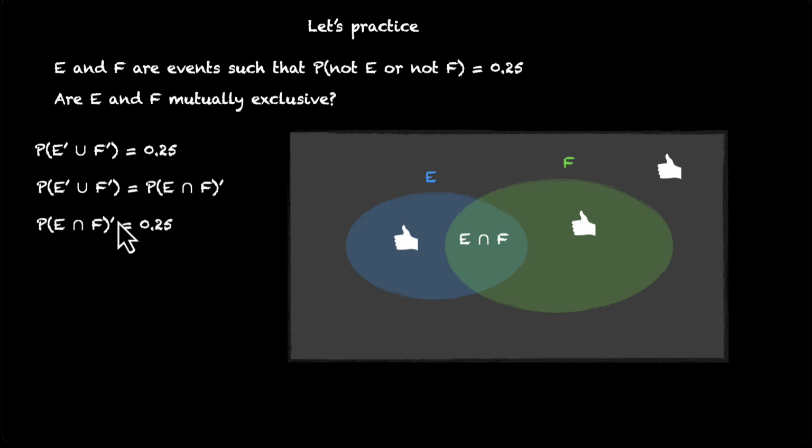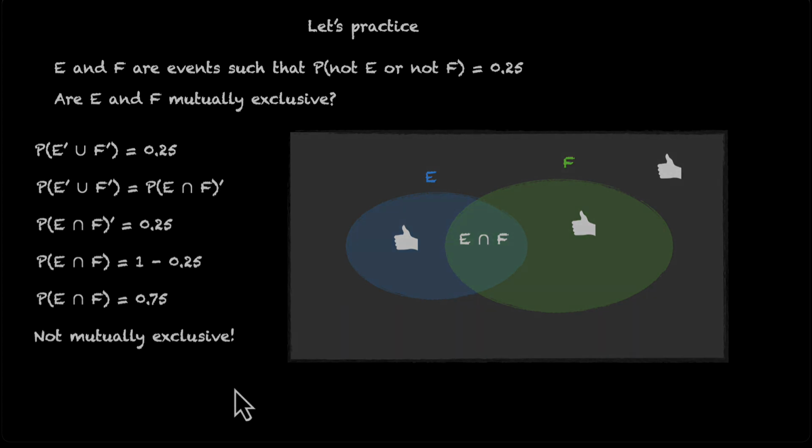And once we have the complement, we can find the value of this as well. Probability of E intersection F is 1 minus the probability of its complement. That's 1 minus 0.25. That's actually 0.75. And what can we say? We can say that the intersection has a probability. The intersection has some value. It's not 0. It's something positive, which means there is an overlap. And if there is an overlap, how can they be mutually exclusive? So what we have realized is that E and F are not mutually exclusive.